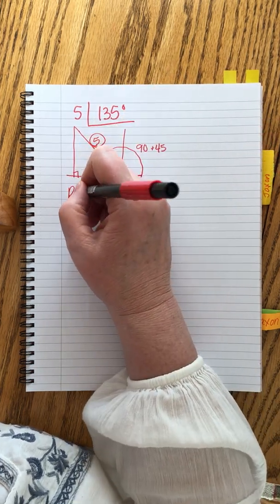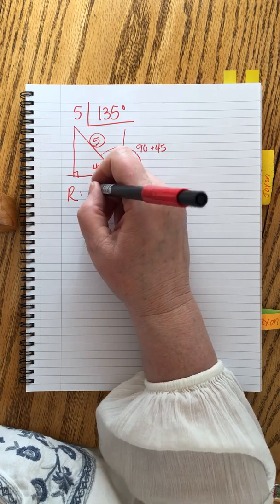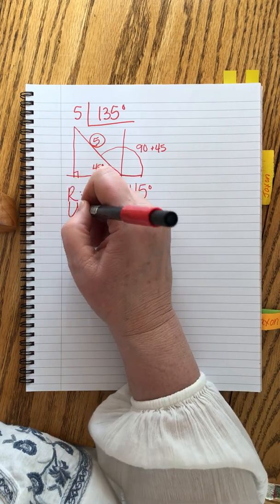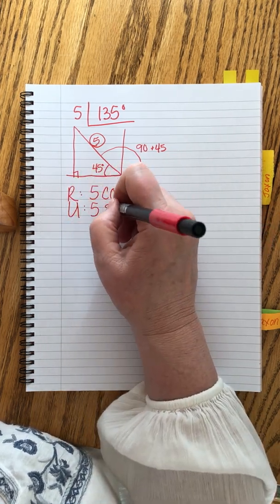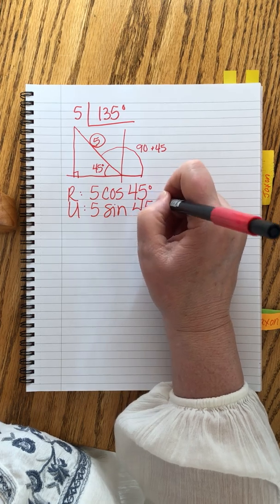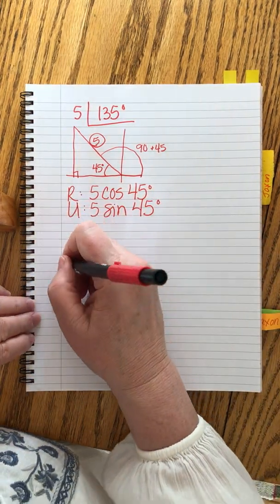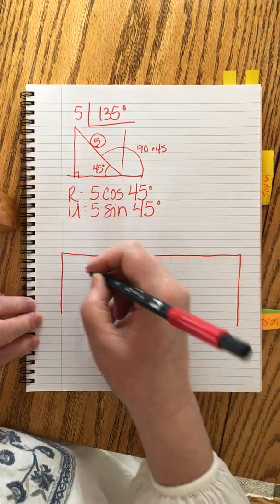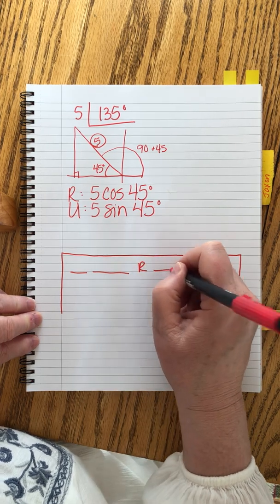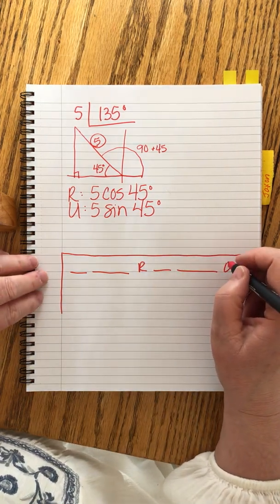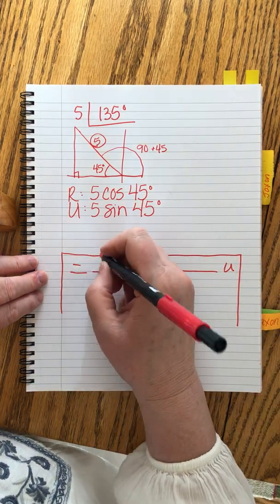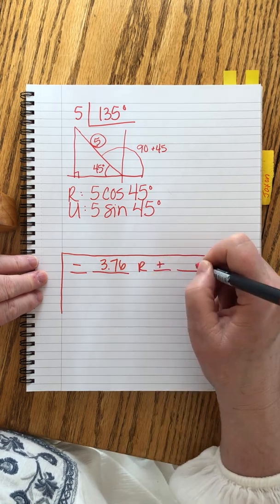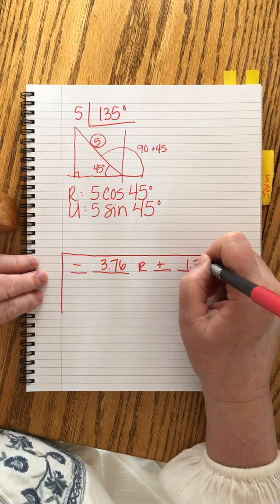So to find the right value, it'll be 5 times the cosine of 45 degrees, and to find the up value, it'll be 5 times the sine of 45 degrees. You don't have to recopy, but I'm going to recopy my box because I want to have the answers all at the end here. I also don't like how squished I was before. So before we had a negative right, 3.76, and a positive up of 1.37.